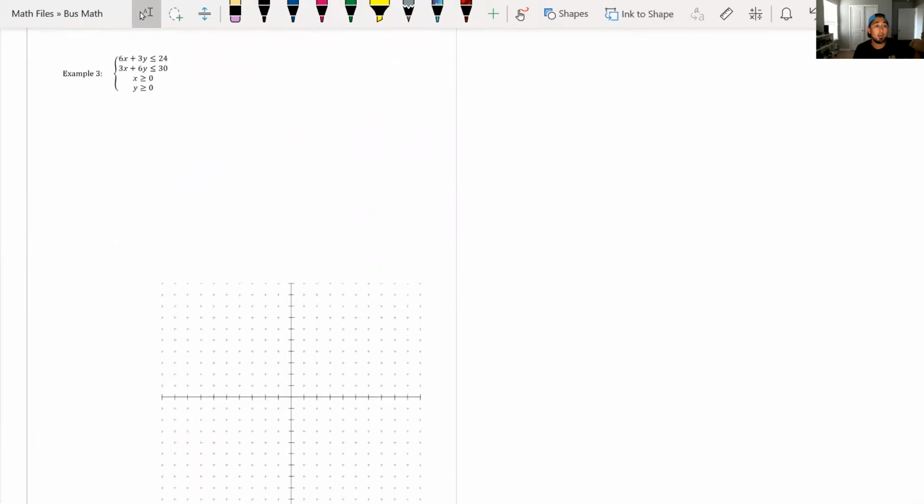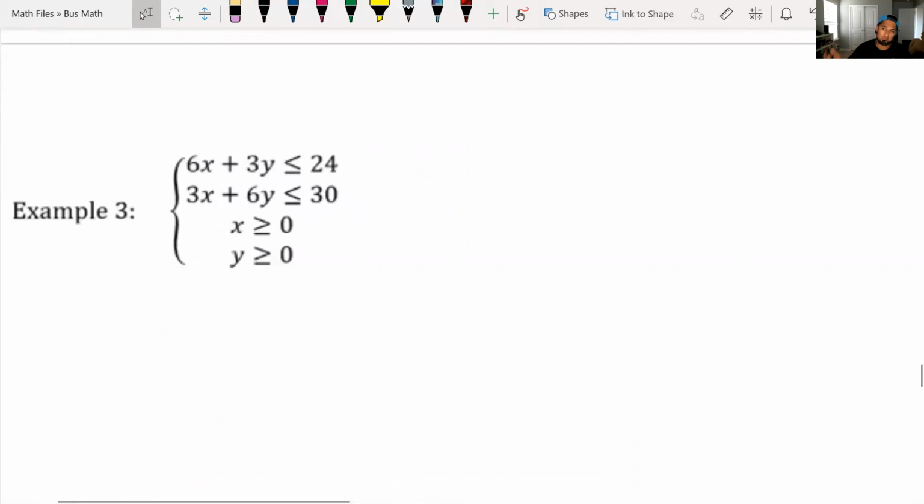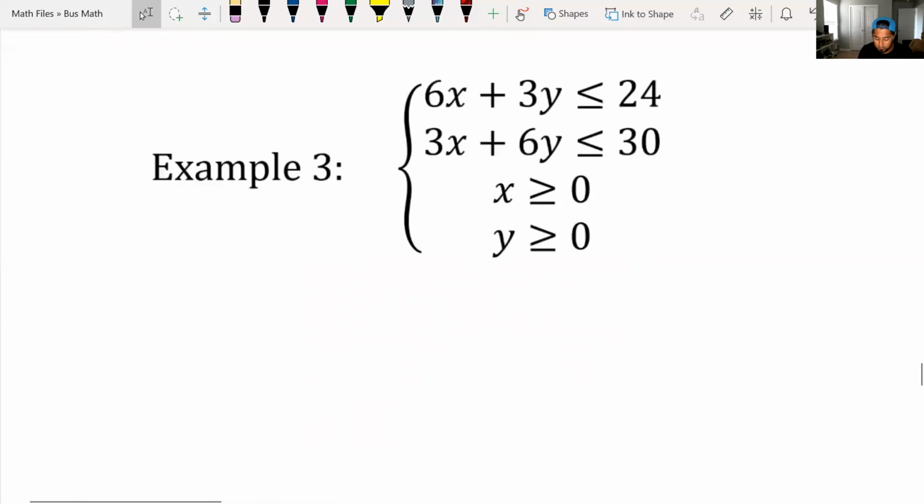All right. 3. We now have a system of 2 equations, technically 4, but we know what the last 2 restrictions do. X greater than or equal to 0, y greater than or equal to 0, those keep us in quadrant 1. So we don't have to really worry about those. The only thing we should take from that is they will keep our shadings in quadrant 1. Okay, so let's go ahead and graph 6x plus 3y and 3x plus 6y and find their corner points. So handle this all the same, right?